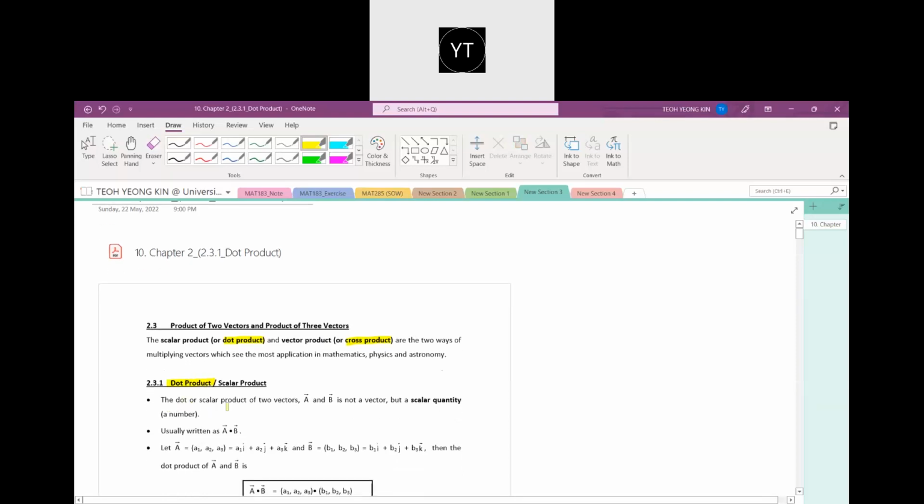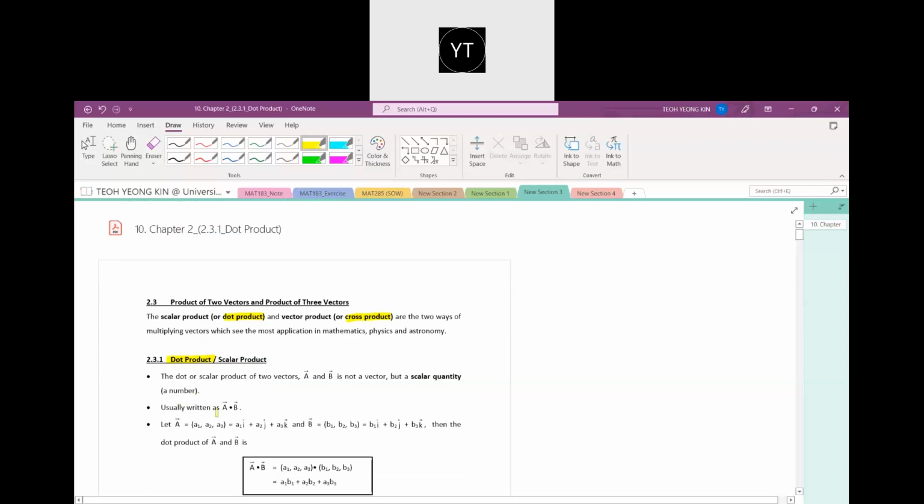The dot or scalar product of two vectors, let's say vector A and vector B, is not a vector. That means the output is not a vector. You have to bear in mind the output of a dot product is not a vector, but a scalar quantity, which is a number. Usually we write it as vector A product with vector B, using a small dot.